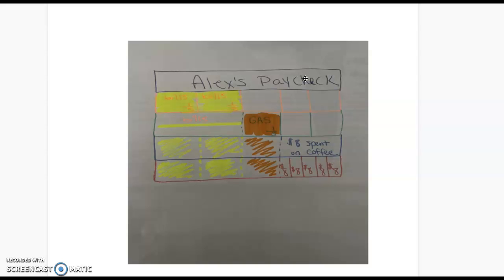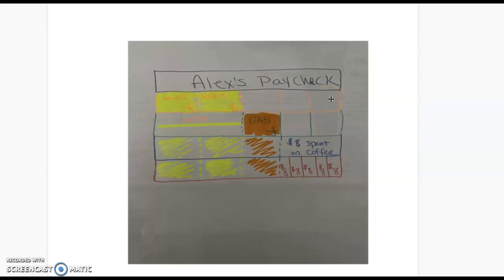Next, we are going to make a bar directly below Alex's total paycheck that is the exact same size. This bar is going to represent bills. We know Alex spent 2/5 of his paycheck on bills, so we are going to split this bar into 5 equal pieces. 1, 2, 3, 4, 5.